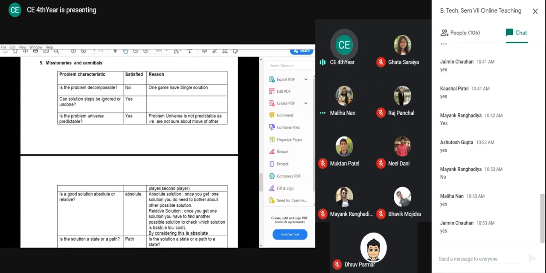So all are independent in that case? No dependency is there? Just the state of how many missionaries or how many cannibals are present on the island is what we are concerned about. This problem can be solved for 3 as well, for 4 as well. So we don't depend on the previous state. We just depend on the current state that is formed.